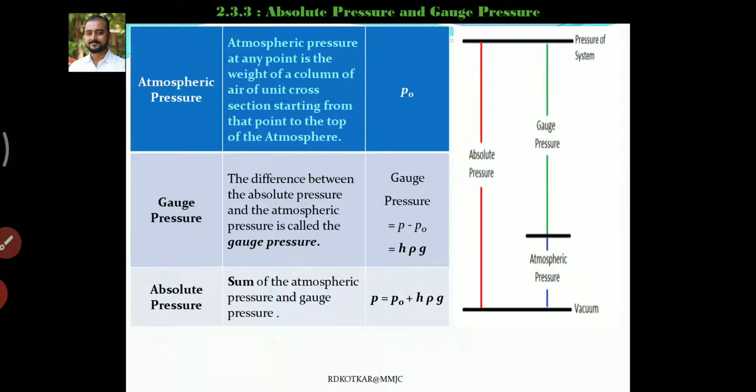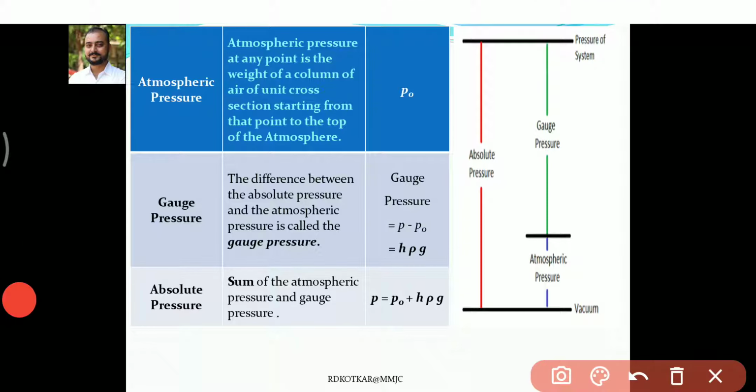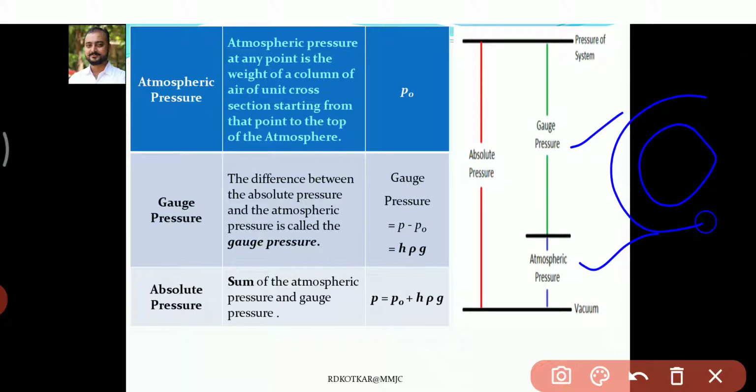The initial air present inside is called atmospheric pressure, and the pressure due to the extra air filled is called gauge pressure. Understood? Suppose we consider a tire which is filled with air. The pressure inside is what? Gauge pressure plus atmospheric pressure, and in total it is called absolute pressure.